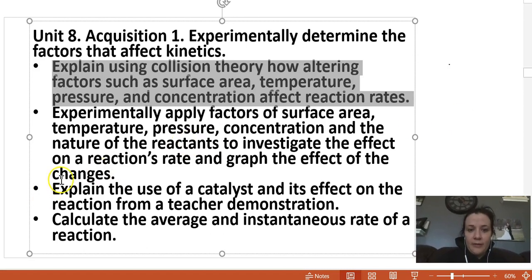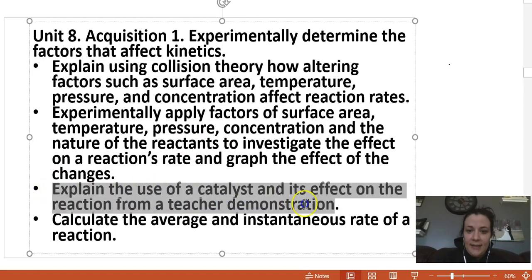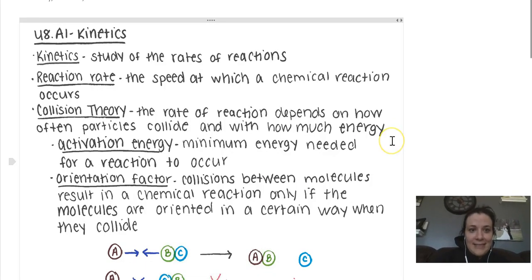The other one that we are really going to focus on today is explaining the use of a catalyst and how it affects the rate of reaction. So there is a demo called the Pink Catalyst demo that I will post a link to so you guys can watch me doing that demo and we can see what a catalyst does. All right, so let's get started.